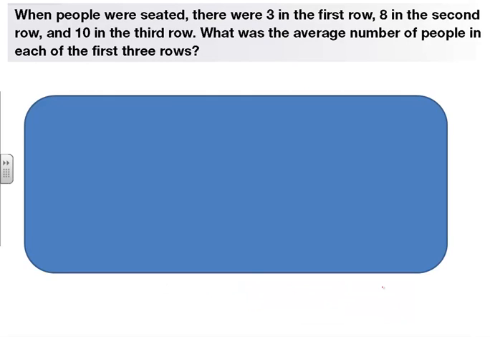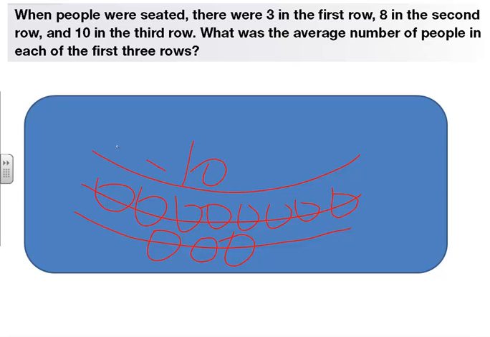When people are seated, there are 3 rows. In the first row, there's 3 people. In the second row, there's 8 people. And in the third row, there's 10 people. So what's the average number of people in each of the first 3 rows? So here's a row of people, here's a row of people, here's a row of people. It says there's 3 in this row, there's 8 in this row, and there's 10 in this row. But what's the average for the 3 rows?